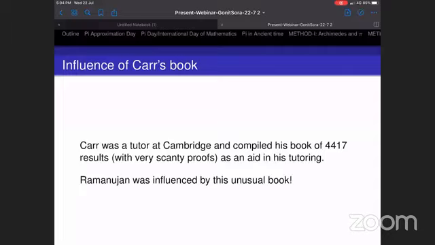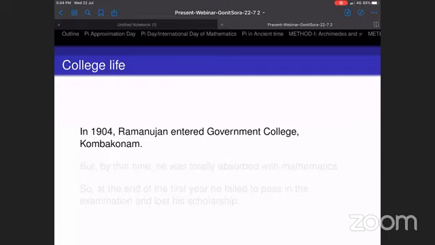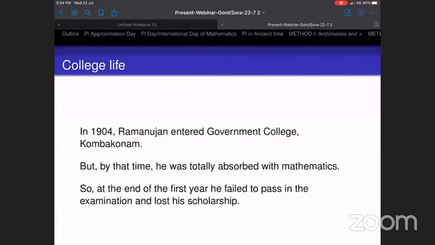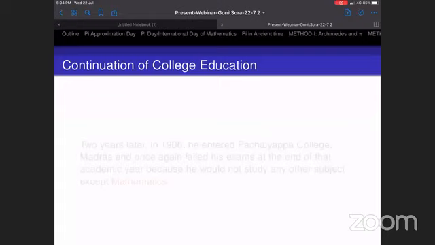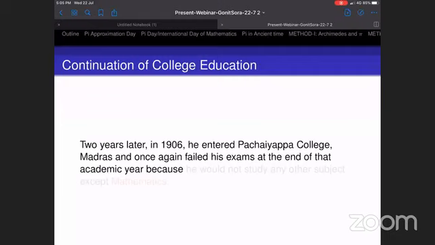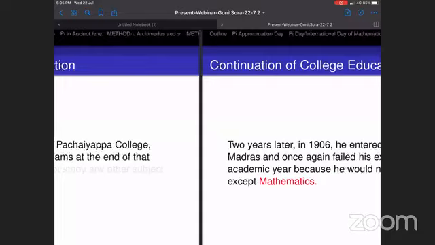In 1904, Ramanujan entered Government College Kumbakonam with a scholarship he obtained due to his first class in the matriculation examination. But by that time, he was totally absorbed in mathematics. At the end of the first year, he failed the examination and lost his scholarship. Because Ramanujan's family was poor, his college education at Kumbakonam ended there. Two years later, in 1906, he entered Pachaiyappa's College of Madras and once again failed his exams at the end of that academic year, because he would not study any subject except mathematics.